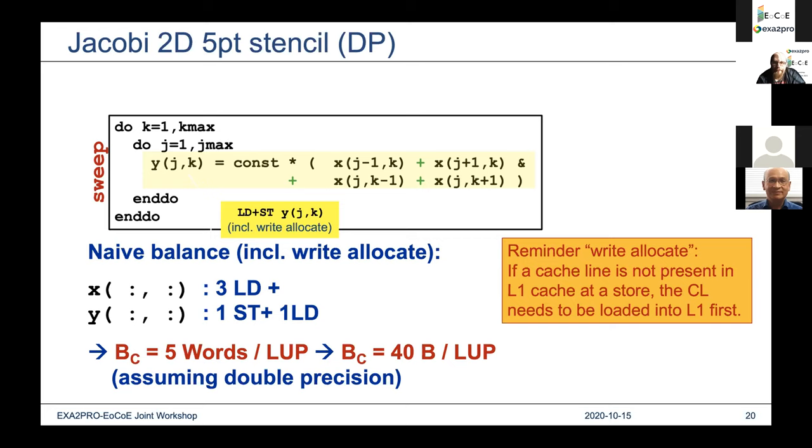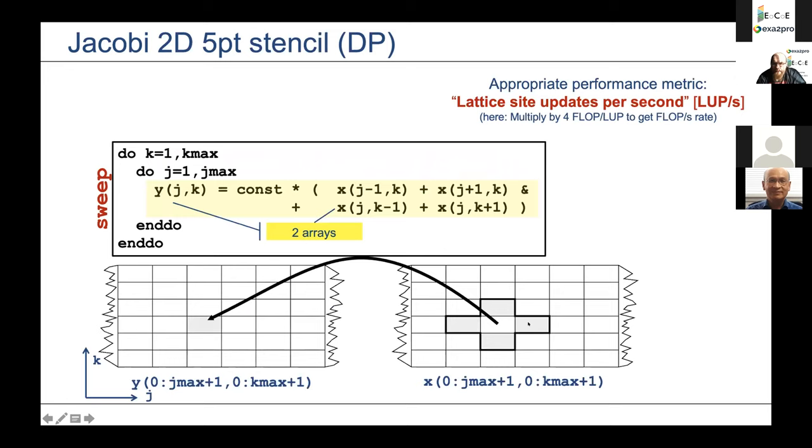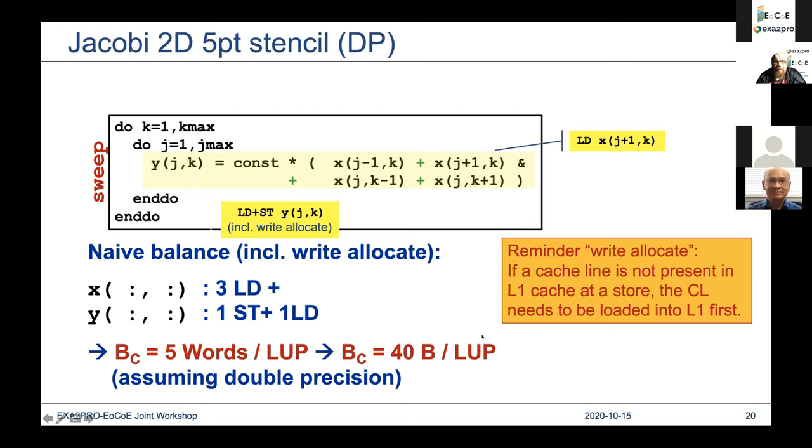Yeah, you have the load here. This one is basically available in the cache before. So this is this one. And if you look at the slide before, if we move in this direction, this value will be this one two iterations later. So this one is already in cache when we are at this iteration. These are all the loads and so on.